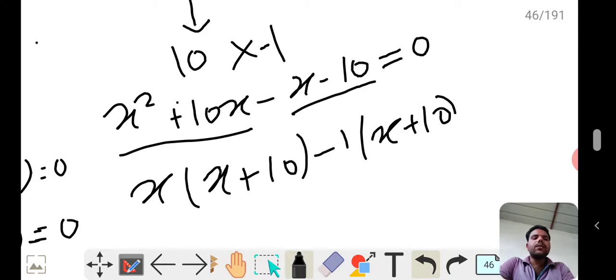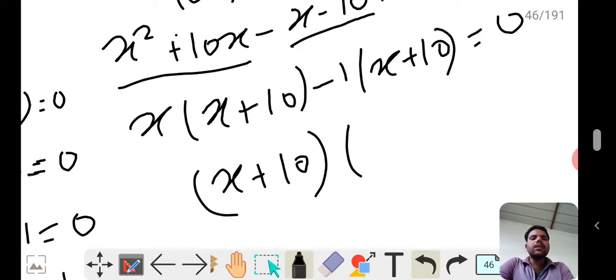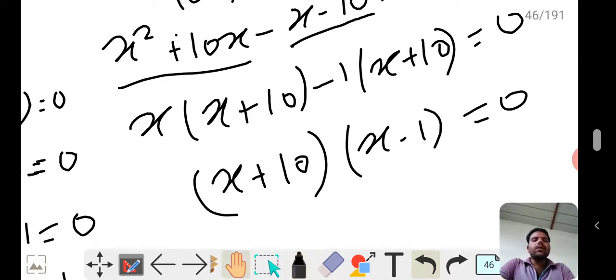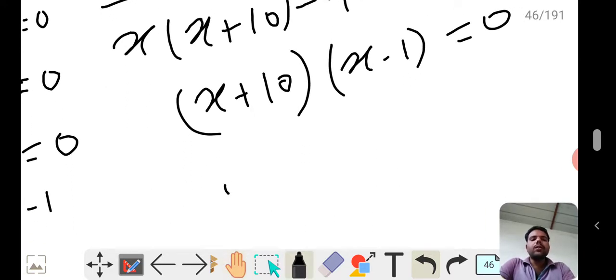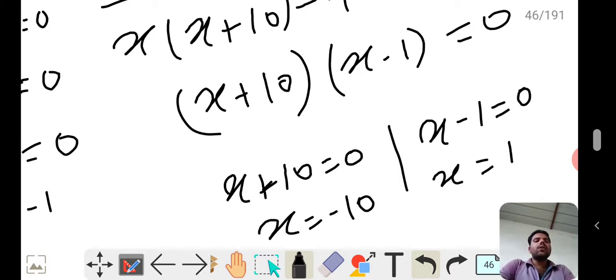From these we can now take out x plus 10 as common. So x plus 10, if we take common, we will get x minus 1 in the second bracket, is equal to 0. From this we have x plus 10 is equal to 0 or x minus 1 is equal to 0. So we can write x is equal to minus 10 and x is equal to 1. So these are the solutions for our quadratic equation.